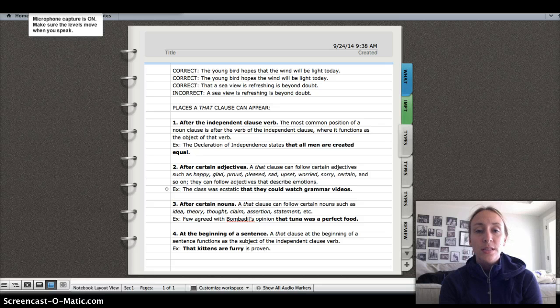After certain nouns like theory, thought, notion, statement, assertion: few agreed with Bombadil's opinion that tuna was a perfect food. At the beginning of a sentence, some people think these sound funny, but they're actually a cool way to write, in my opinion. It's a that clause at the beginning of a sentence functioning as a subject. That kittens are furry is proven.